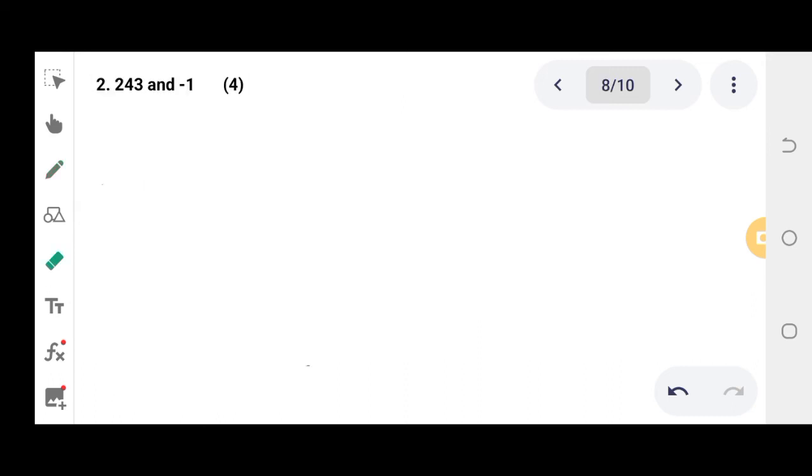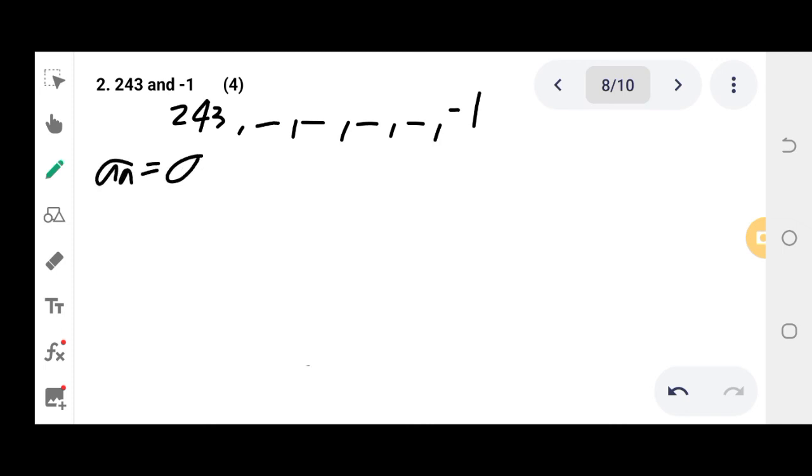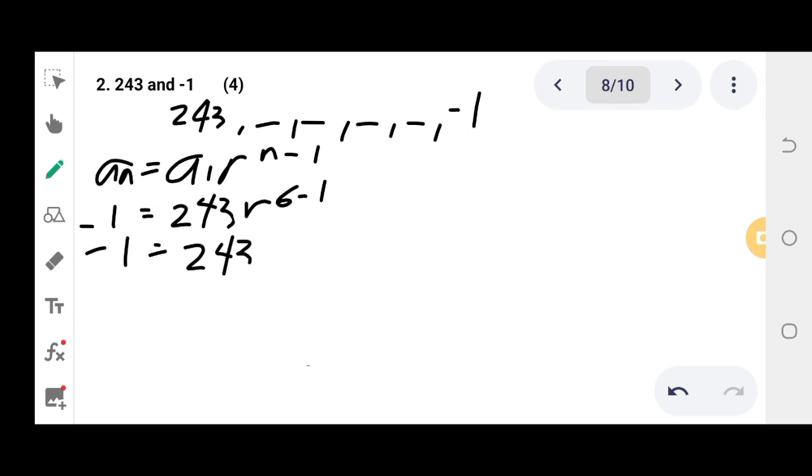Ayan. We have 243, 1, 2, 3, 4, then negative 1. And a sub n equals to a sub 1 times r raised to n minus 1. Ang atin pong last term is negative 1. Then, ating first term is 243, ratio, which is 6 minus 1. Yan. So, negative 1 equals to 243 r raised to 5.